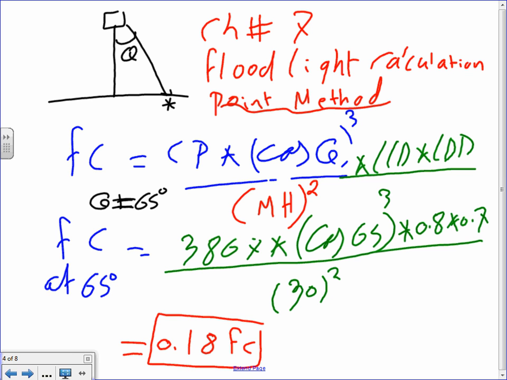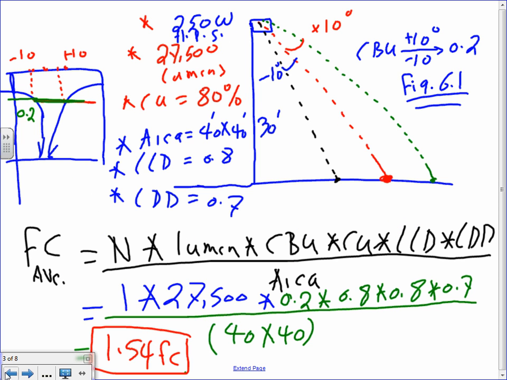One more time. When you do floodlights, you're going to do two methods. One method is the average, and here's how you do it. The average method is a piece of cake. Number of lumens multiplied by the beam utilization factor, coefficient of utilization, all these derating factors, divided by the area. Can you see how they're different? This one is divided by the area.